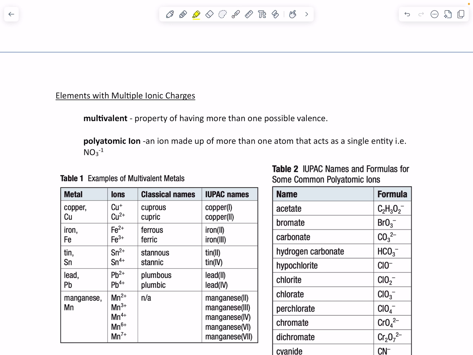Now, I also want to talk about polyatomic ions. Poly meaning many, and atomic meaning atoms. So this is an ion made up of more than one atom that acts as a single identity. For example, the nitrate ion. The nitrate ion is made up of the elements nitrogen and oxygen. There's 1 nitrogen and 3 oxygens, and it has an overall charge of -1.